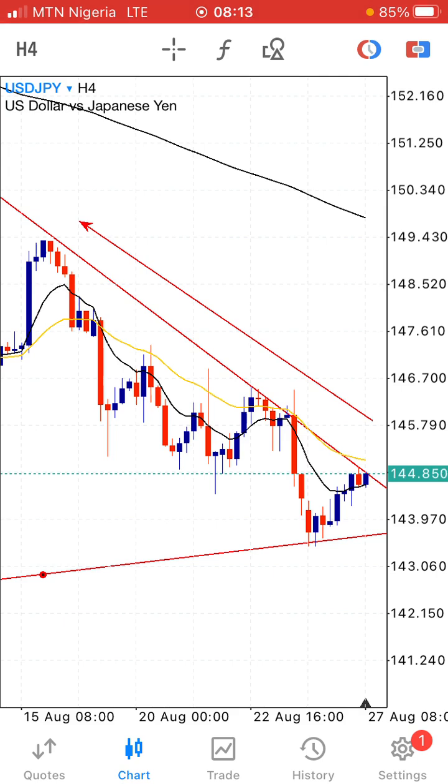Like I told you, the bias I'm in is that USD wants to gain momentum. That's my bias. The USD wants to gain momentum. That's my bias, that USD wants to gain momentum. So that's it. Watch out for USD JPY.